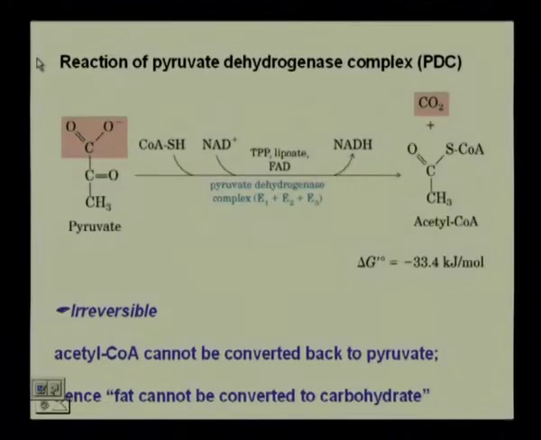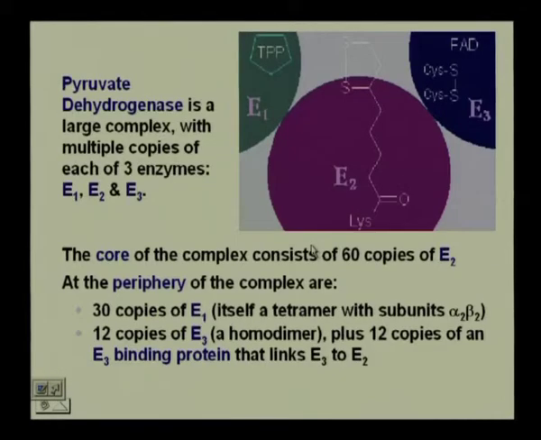Okay? So, we can get from pyruvate to carbohydrate, and had this step been reversible, since acetyl-CoA is formed from the breakdown of fatty acids, we should have been able to obtain carbohydrate from fats. Okay? But that is not possible due to the irreversibility of this step.